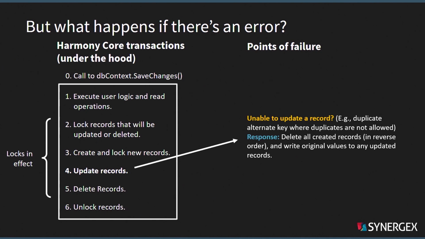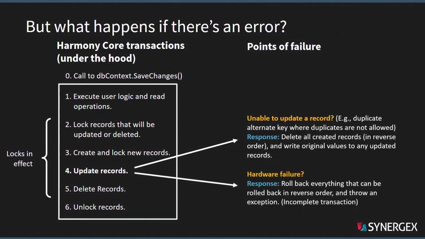In response, we are going to, again, delete all of the created records in reverse order and write original values to any updated records. We keep a full copy of whatever the record is before you started operating on it, and whatever the record is when you said, these are the changes that I made. We have the original version of your data. We just store that because we kept a lock even after the update. We store the original data back in and delete all the created records, and we're back to exactly the way you were before we started the transaction.